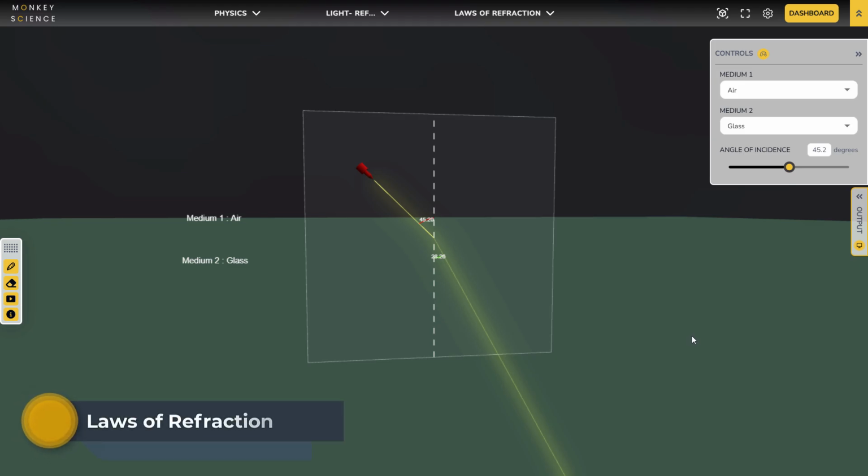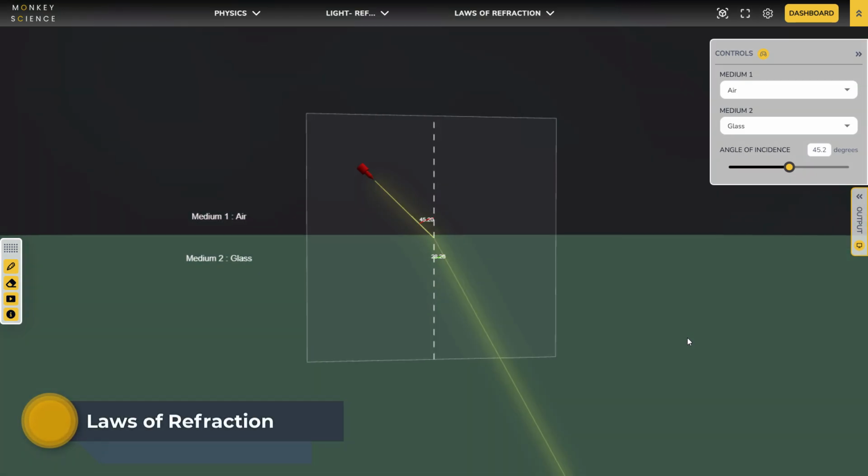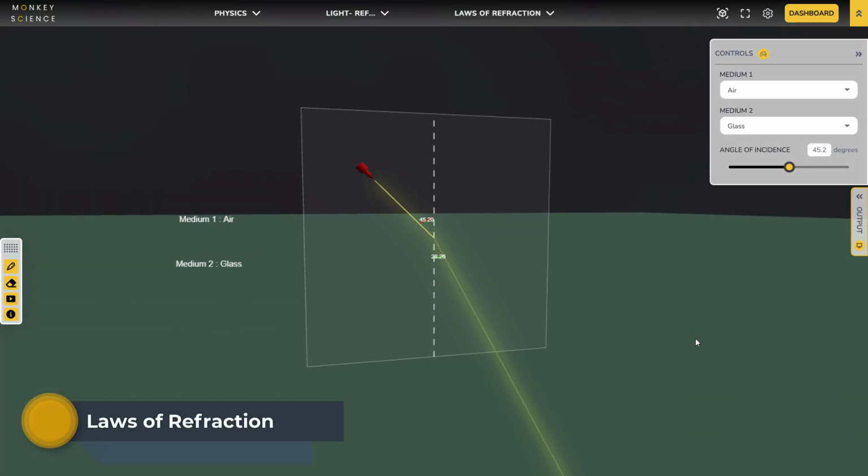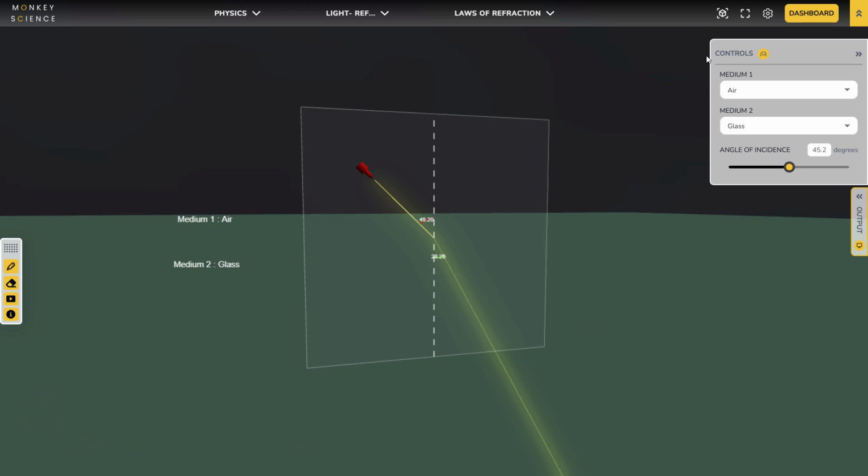In this video, we're going to be learning about laws of refraction. Now, refraction means that light undergoes bending when it travels from one medium to another medium.